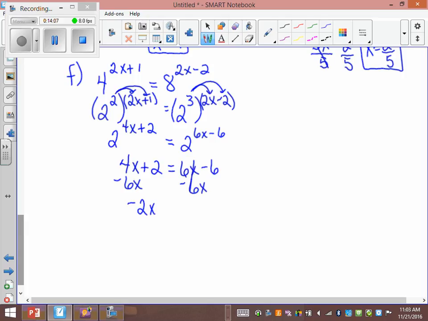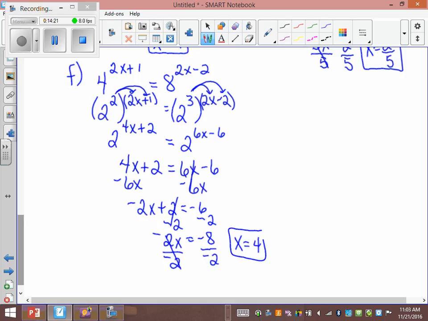So you're going to get negative 2x plus 2 equals negative 6. Subtract the 2. Negative 2x equals negative 8. Divide by negative 2. X equals 4. And it didn't matter which one I pick, it will still get me x equals 4.